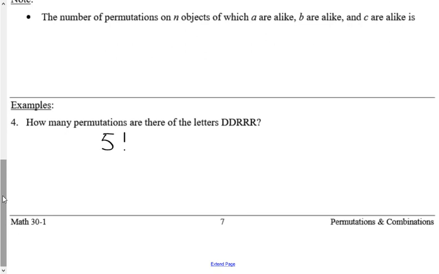So I imagine I'm arranging all 5 of these, but what am I not arranging? Well, there are 2 D's that I can't tell apart. So remember yesterday we said and meant multiply, and not means divide. So I have 5 things I'm arranging, but I'm not arranging 2 D's because I can't tell them apart. If I switch the 2 D's here, it looks exactly the same. And I'm also not arranging the 3 R's. Guess what this equals? 10.